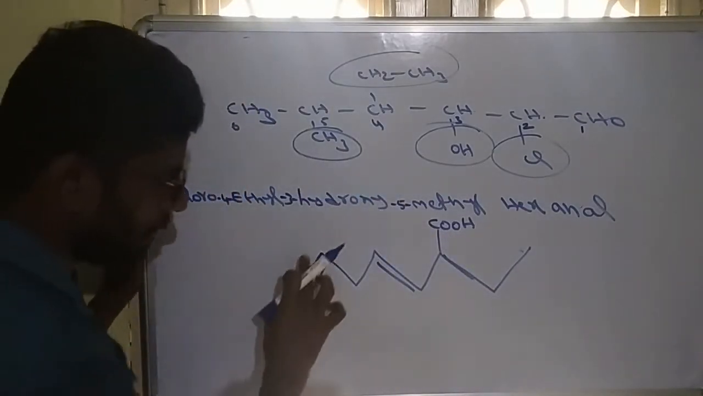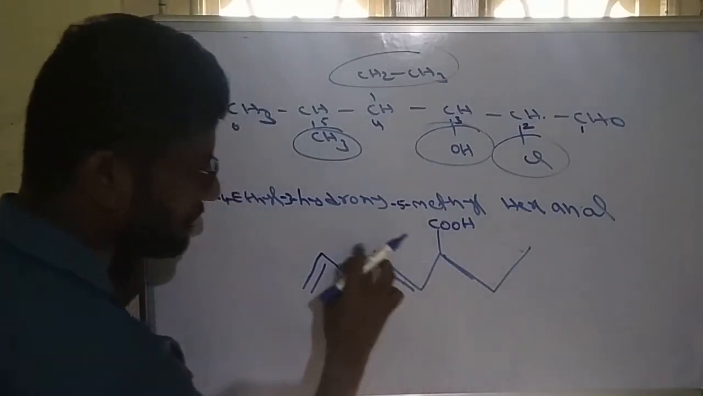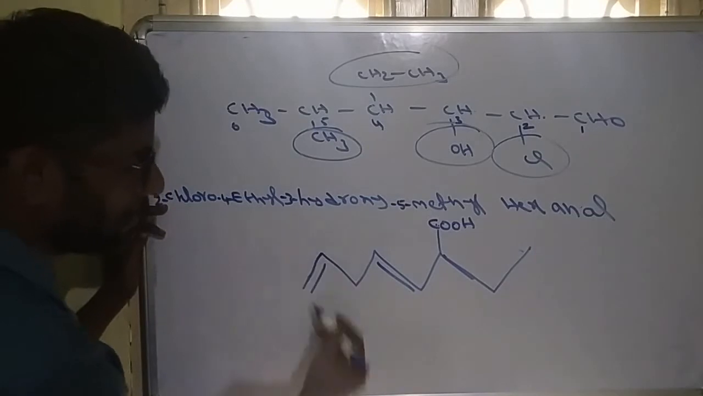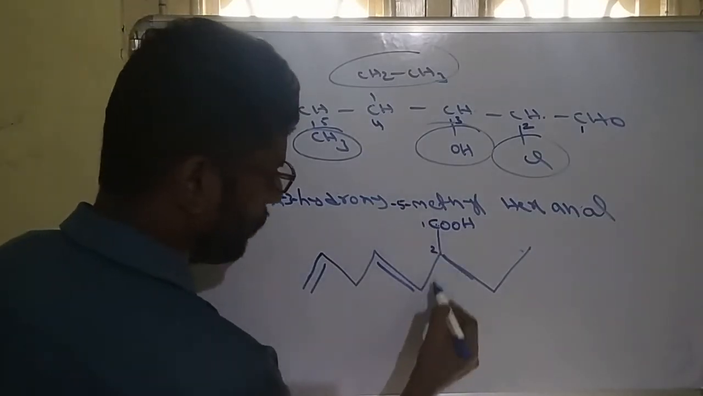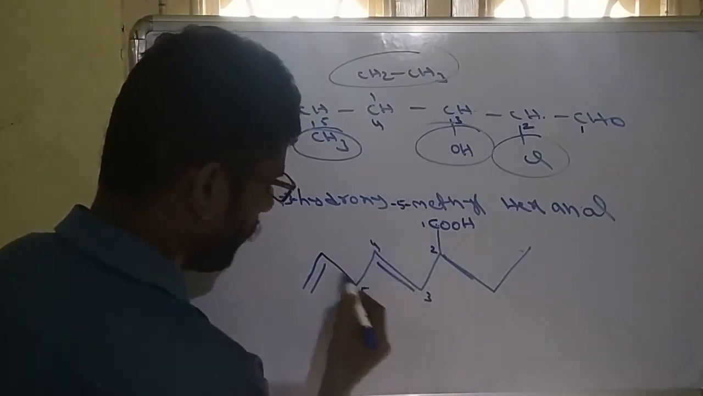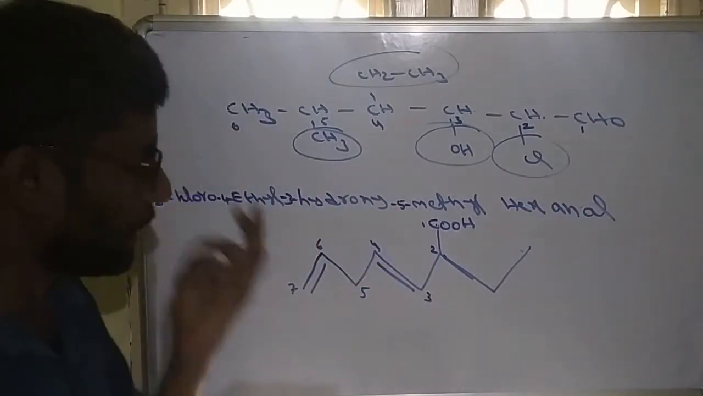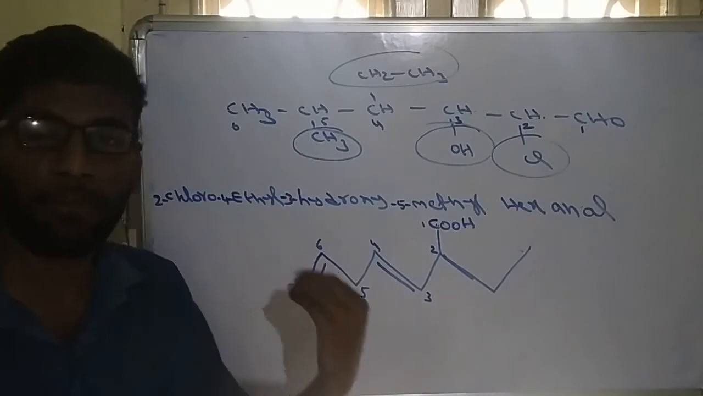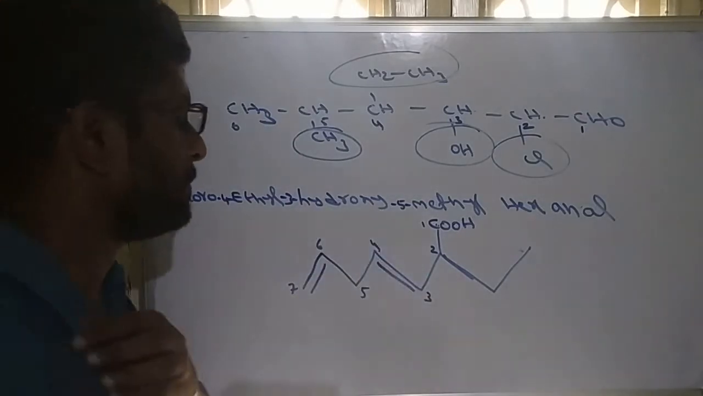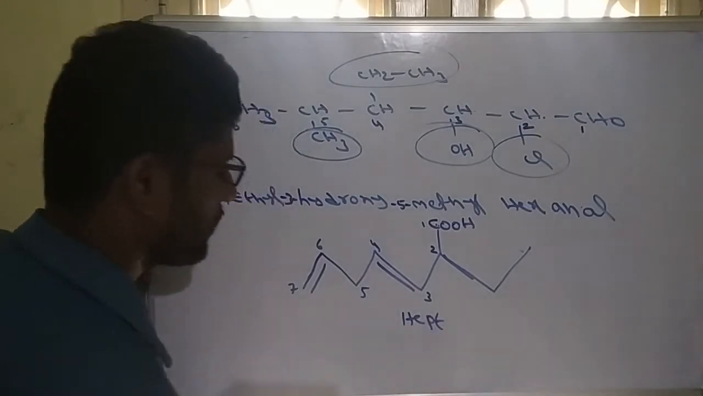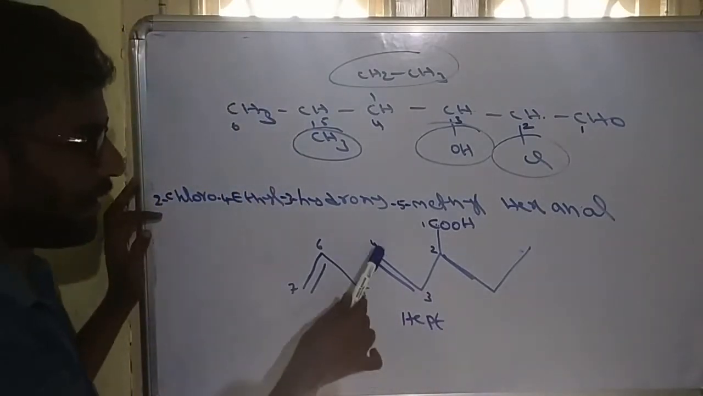Why? Because in this 8 carbon chain there is no functional group. But this one has the functional group. That's why we are taking this as the chain. So from here 1, 2, 3, 4, 5, 6, 7. So I am taking this as the chain because it contains the functional group. Longest chain having the functional group, that is also important.